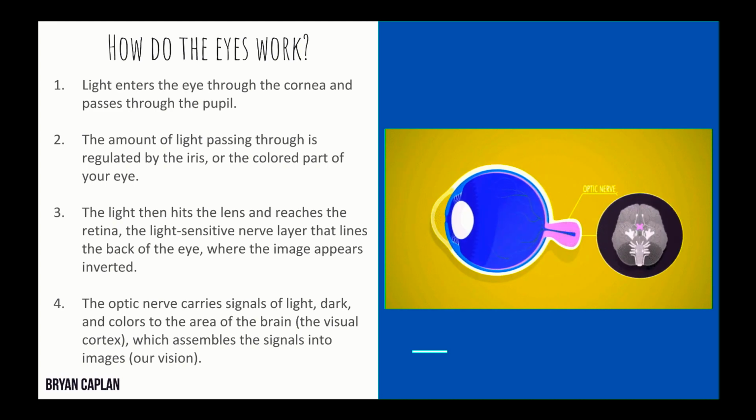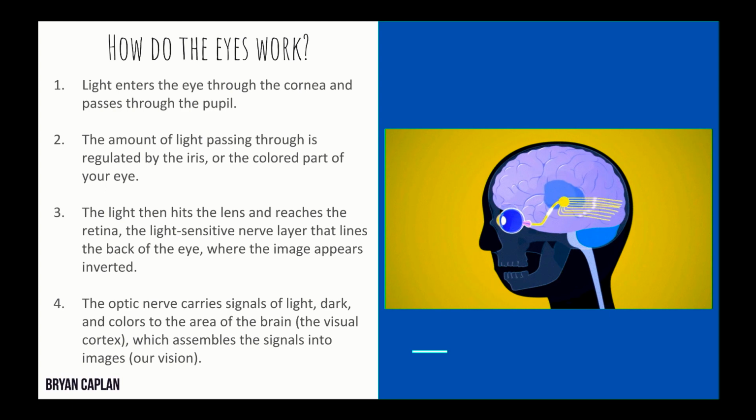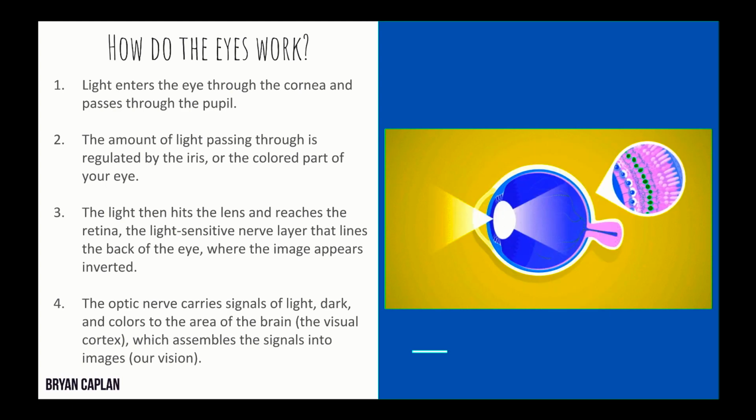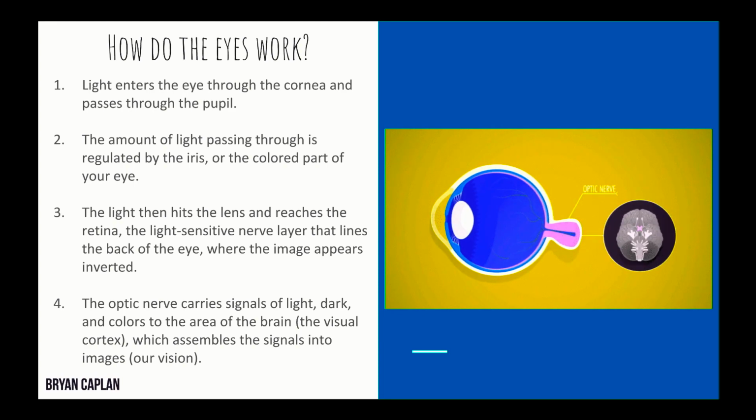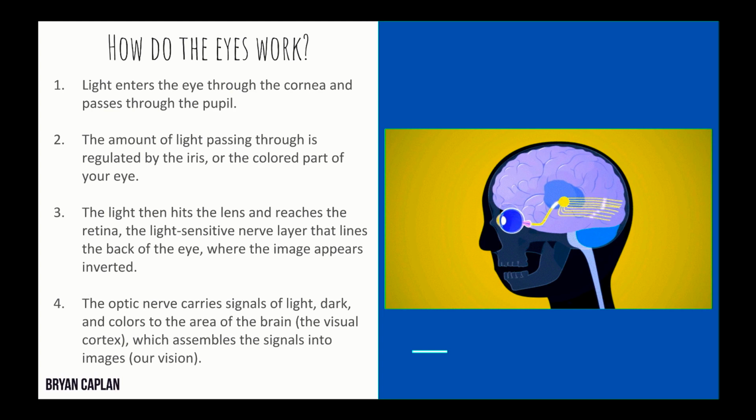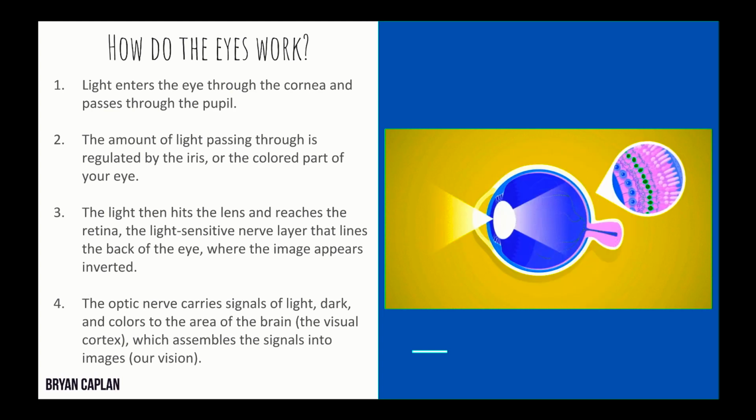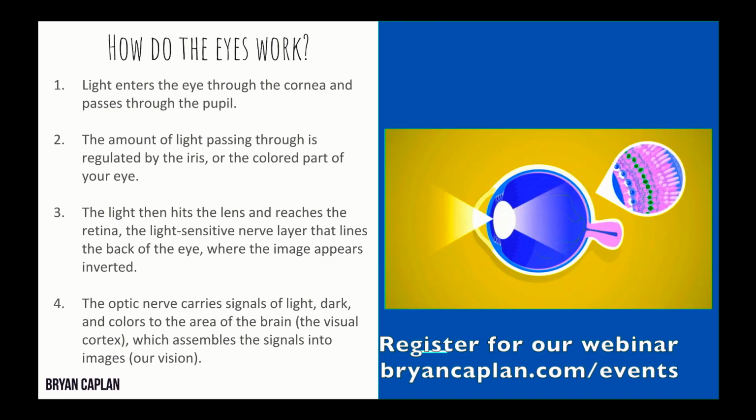How do the eyes work? And let me go through. It's a multi-step process. I've broken it out into 4 parts. And so these 4 parts relate to what you're seeing on the right side of the screen, the animation. So light enters the eyes through the cornea and passes through the pupil. The amount of light passing through is regulated by the iris, or the colored part of your eye.